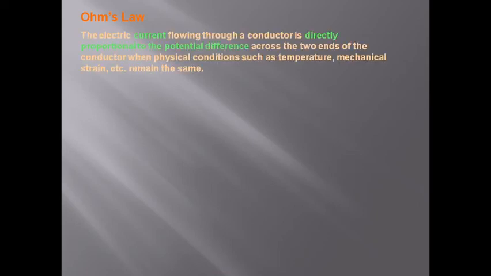Then next is the important law, that is Ohm's law in current electricity. Electric current flowing through a conductor is directly proportional to the potential difference across the two ends of the conductor when physical conditions such as temperature and mechanical strain remain constant. It means whenever current is flowing through a conductor, potential difference is applied by the battery, that is a source of current, and in that circuit, the current magnitude is directly proportional to the amount of potential difference, under the condition that temperature and mechanical strain remain constant.